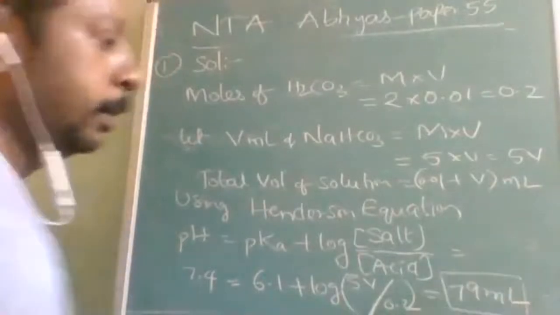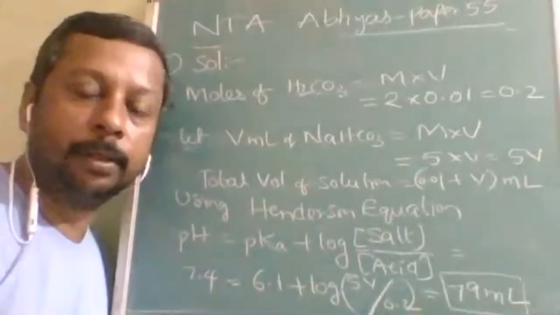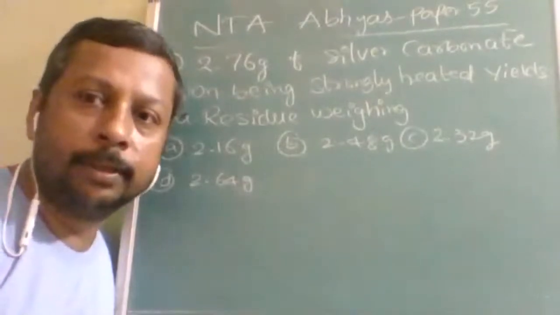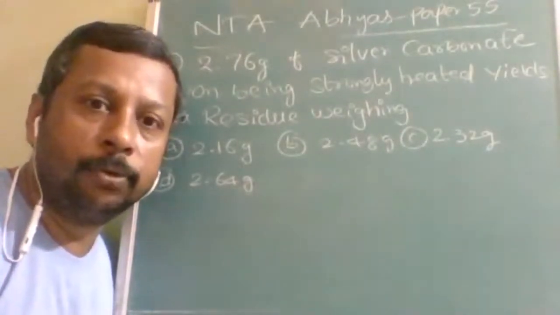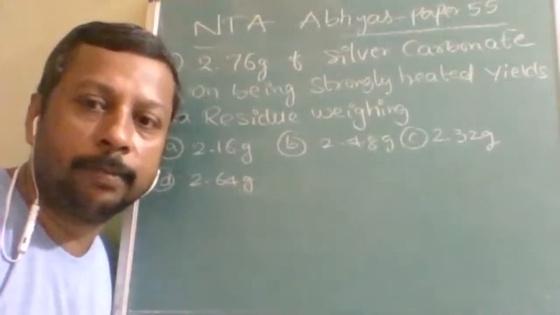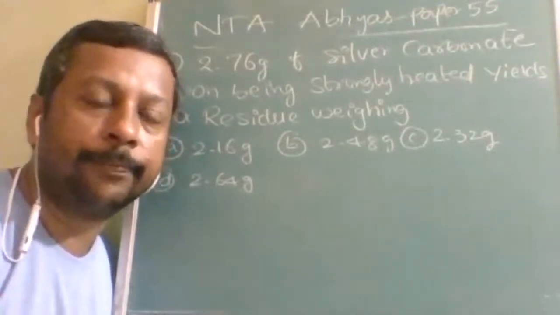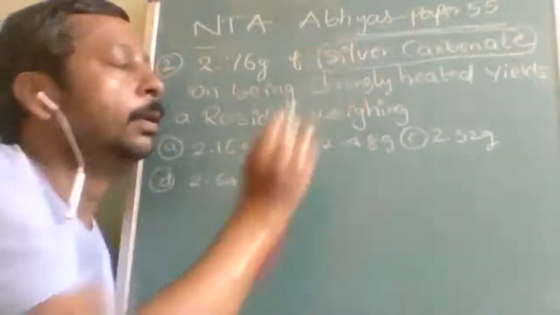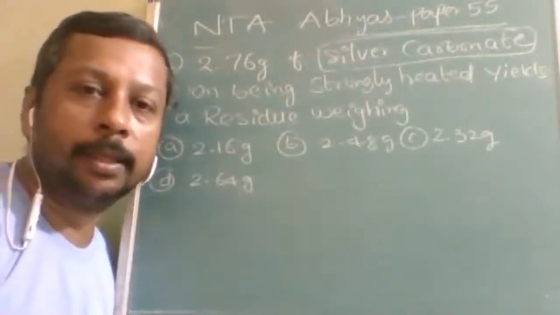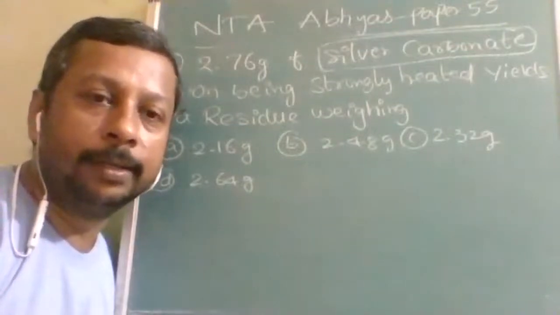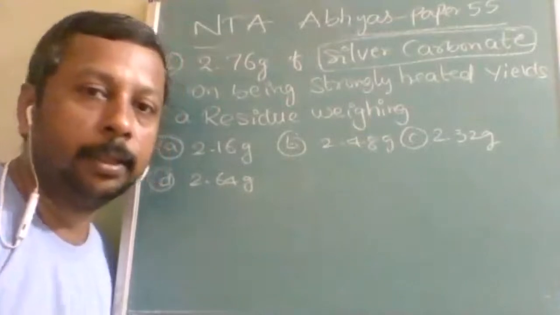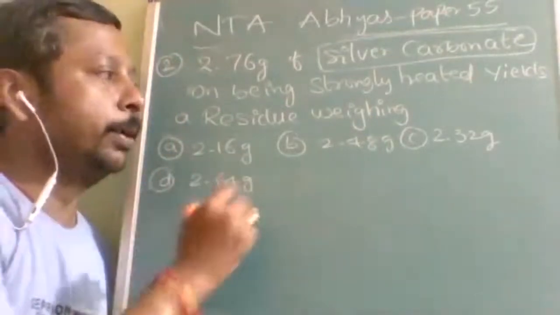What is the answer? 79 milliliter is the answer for the first question. Okay, note down. Next question is a bit easy, but you should know what happens to silver carbonate on heating and on strong heating. First you should know the formula and the atomic mass, then you should know what the result is when it is heated and what the difference is between heating and strong heating. I am writing that so that you can understand.